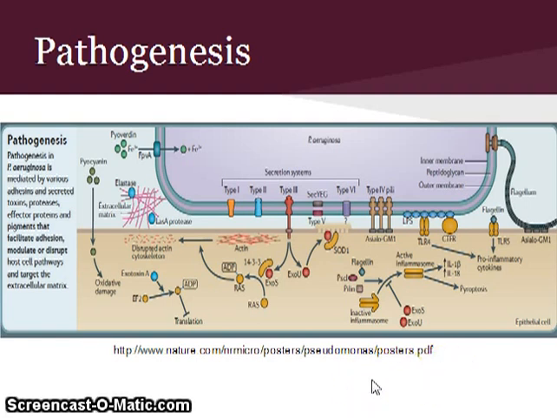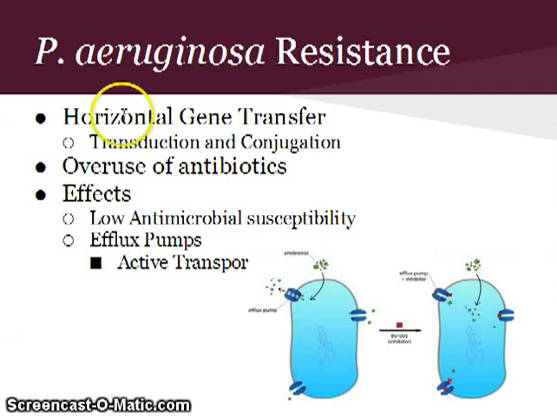Let's move on now to this bacteria's resistance. So, how did Pseudomonas aeruginosa gain resistance? So, one way could be horizontal gene transfer. If you can recall back to chapter 18, there were three ways: transduction, conjugation, and transformation. Our bacteria uses transduction and conjugation as seen here.